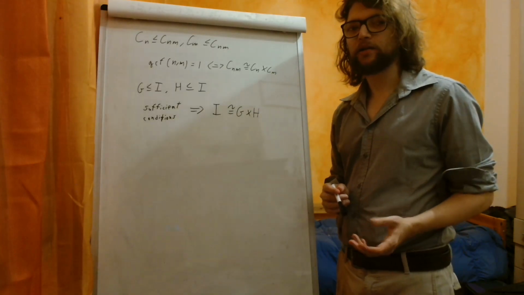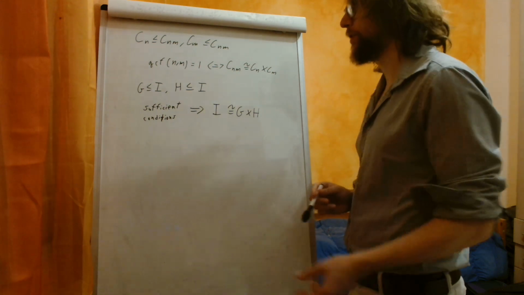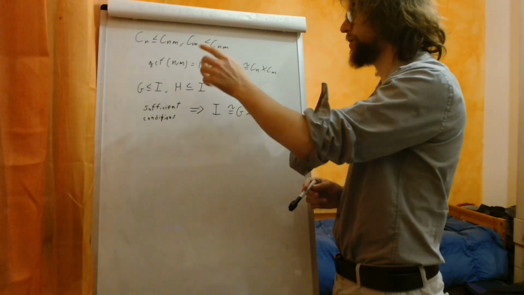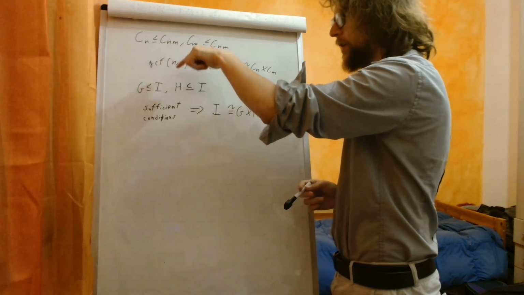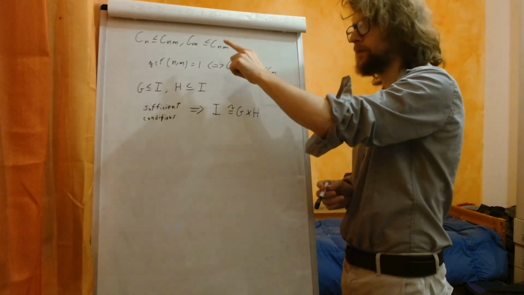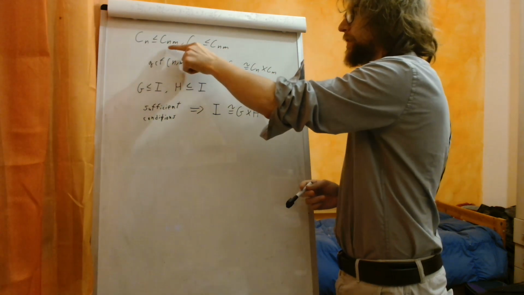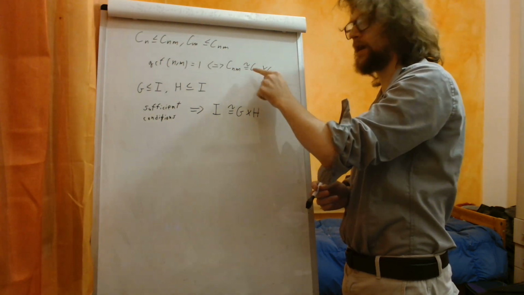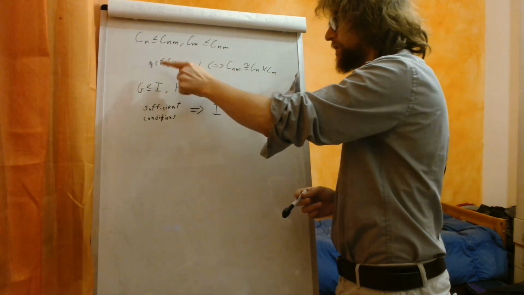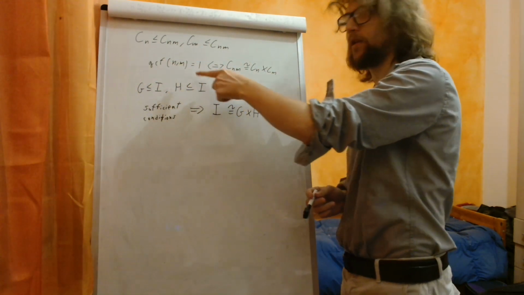Now we go back to direct product of groups. We have seen the direct product of two cyclic groups, and we had that Cn is a subgroup of Cnm, and you can write Cnm as the product between Cn and Cm if and only if the greatest common factor between n and m is 1.